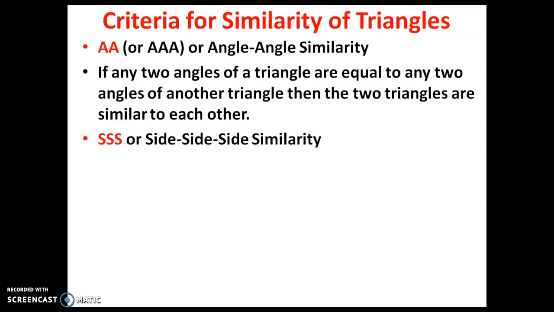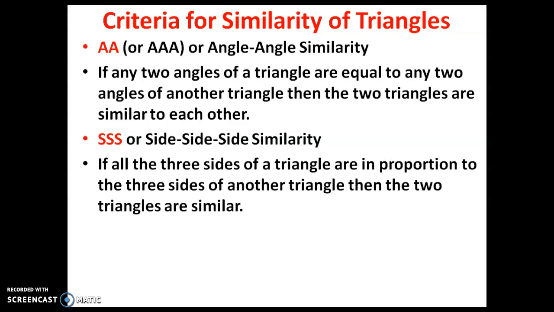Then SSS or side similarity. If all the three sides of a triangle are in proportion to the three sides of another triangle, then the two triangles are similar. So all three sides are proportionate to the three sides of another triangle, then those two triangles are similar.